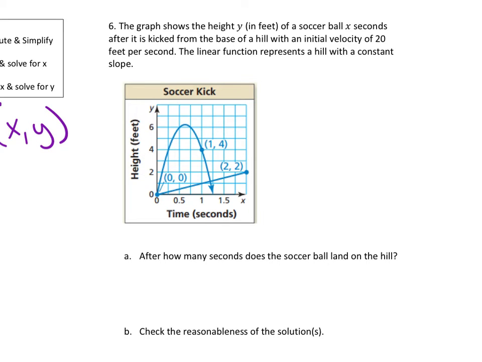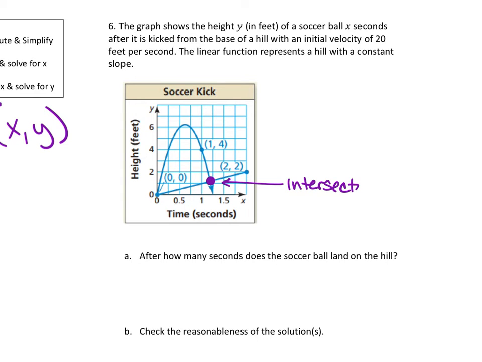So if you look at what they've given us here, this is the soccer ball. What is this line right here? Look, I'm making it look like an actual thing. It's the hill. Yeah, it represents the hill. So we're going to figure out how many seconds until the soccer ball lands on the hill. We are looking for this point right here. What is that coordinate point called? Starts with an I. The intersection.